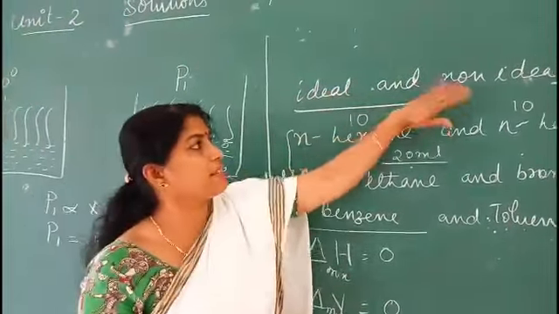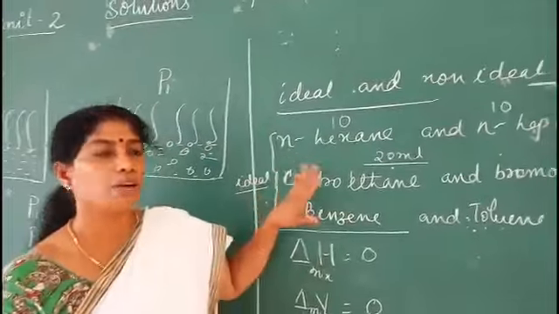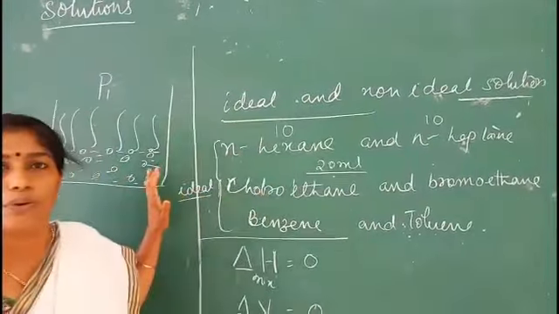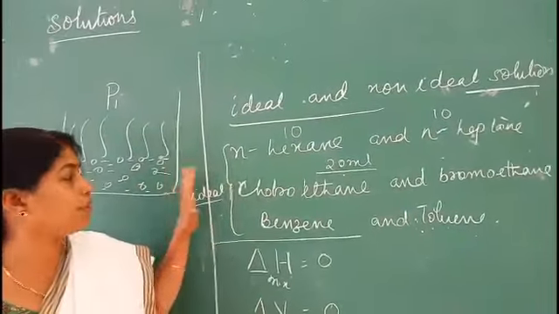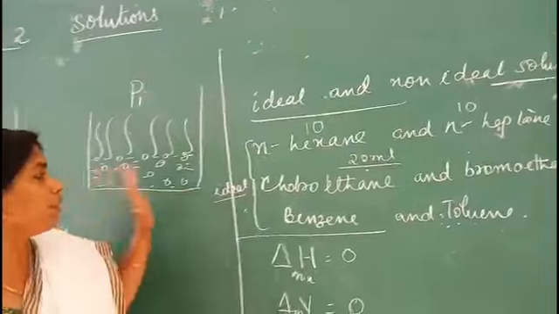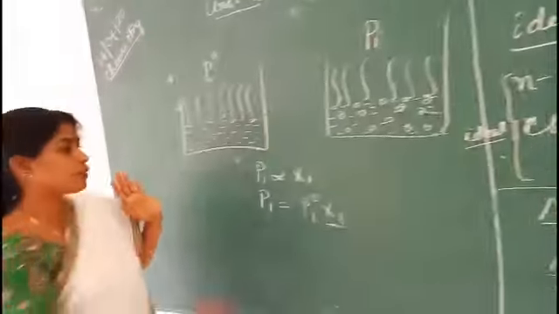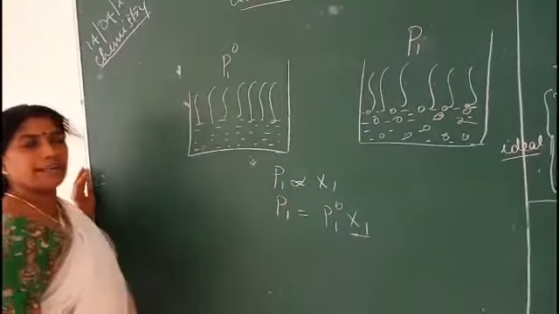Now, next is non-ideal solution, which will not follow Raoult's law over all concentrations. So then, what is meant by it not obeying ideal behavior?